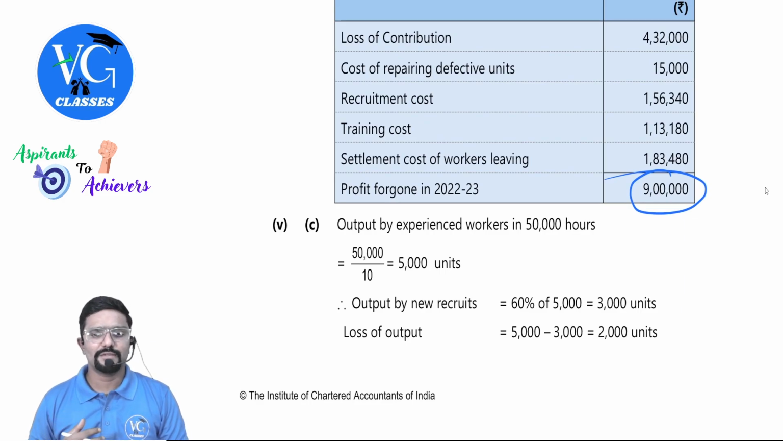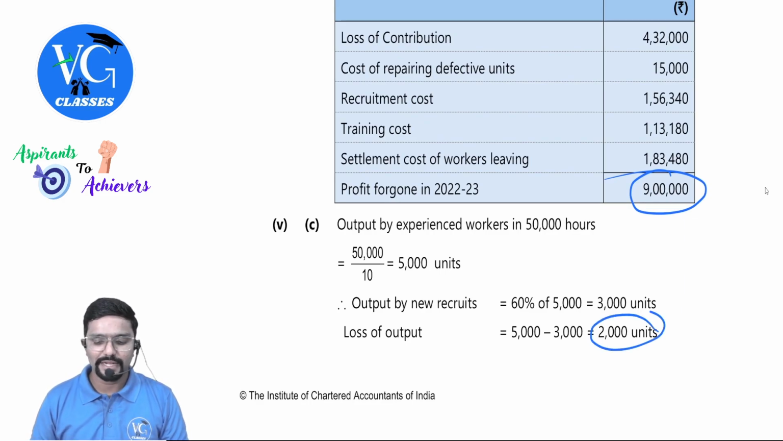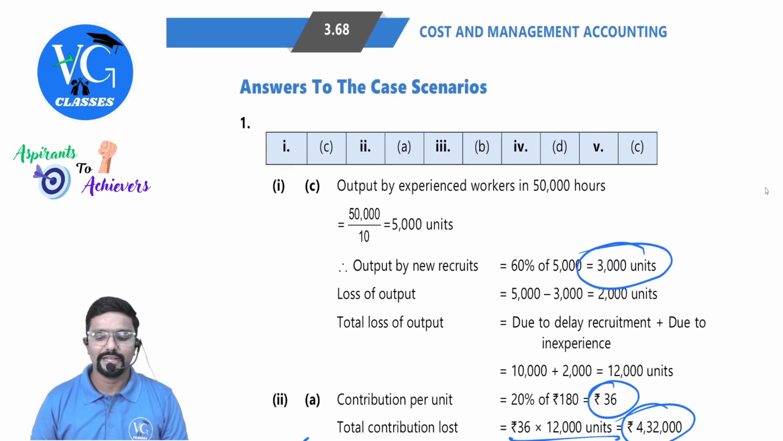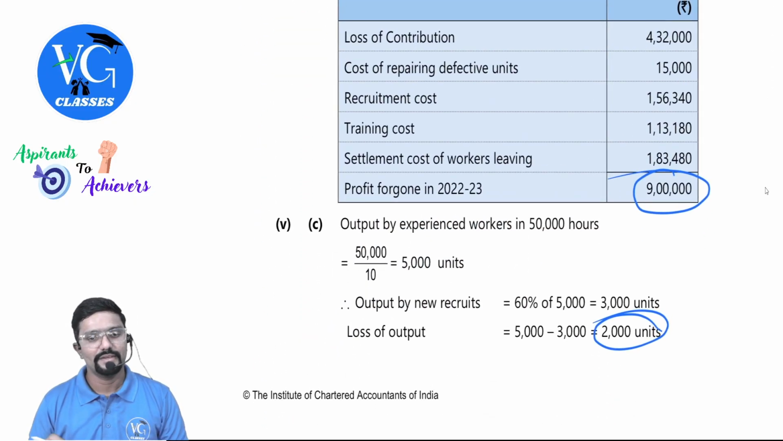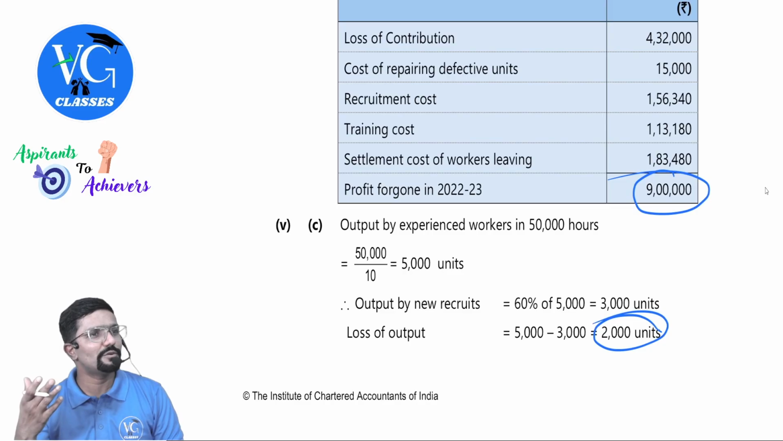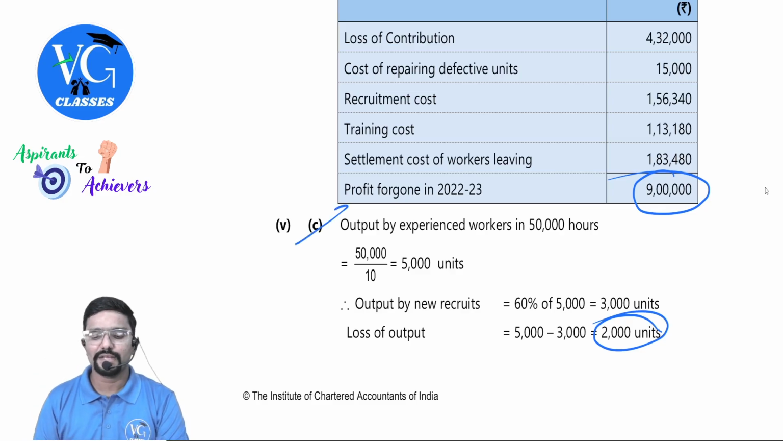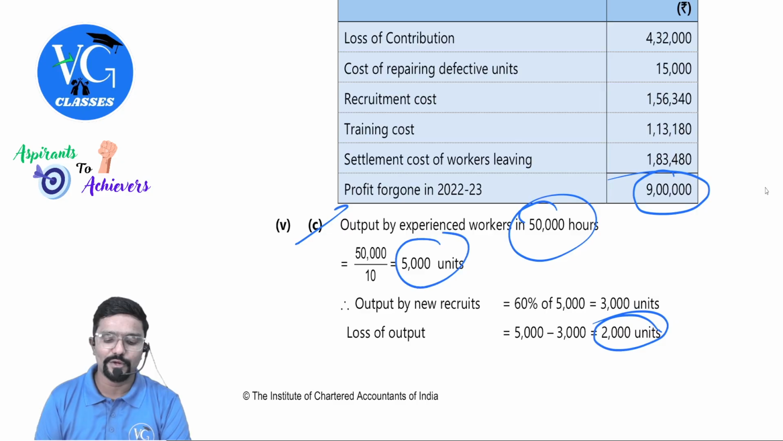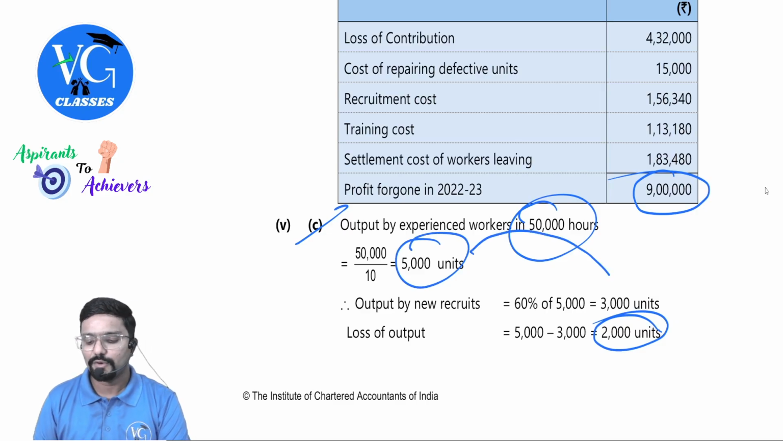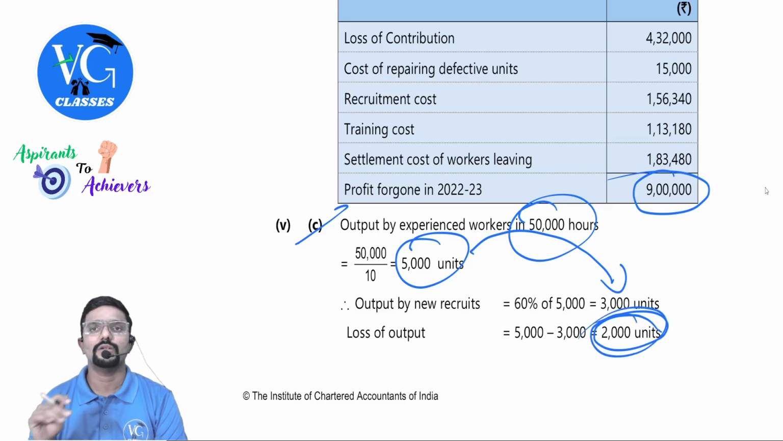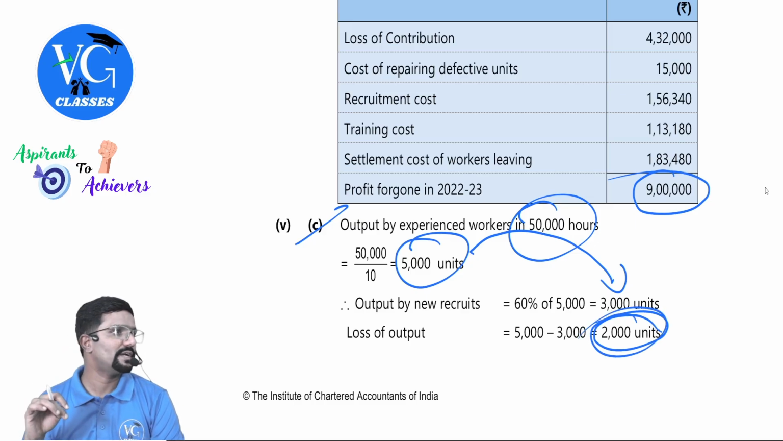Output by experienced workers. Okay, this I have anyway explained. But again, see, they have already done it here and are explaining again. Anyway, in the exam you need not spend too much time. As early as possible, calculate and give it. Clear? Yes. Output by experienced workers is 50,000 hours. How much would they have produced? 5,000. In that, productive is only 3,000. Remaining is lost. 40%.